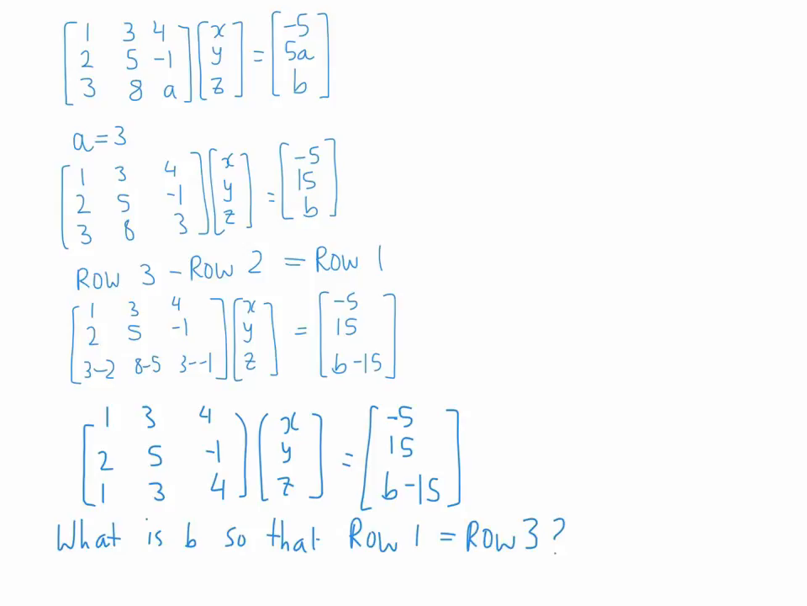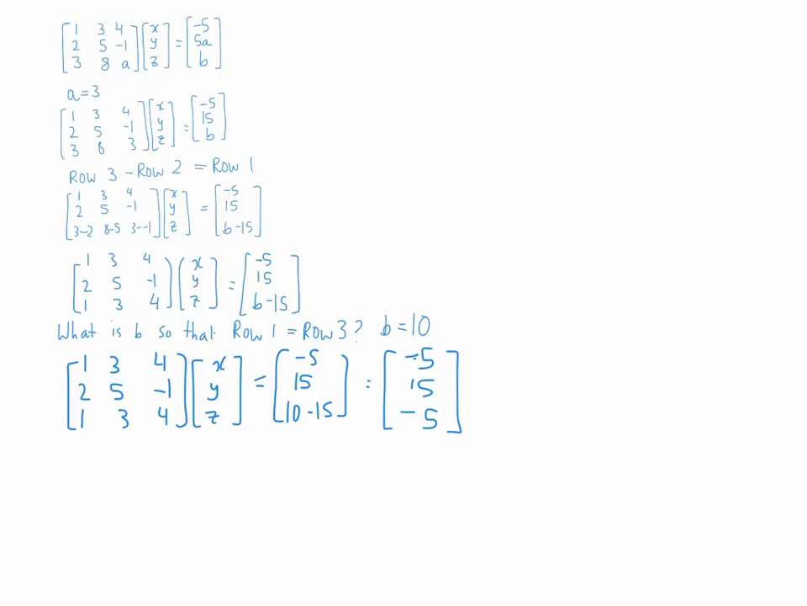And now we ask ourselves the question, what is B so that row 1 equals row 3? And the answer is, if B equals 10, then row 1 equals row 3. And that's the end of that question.